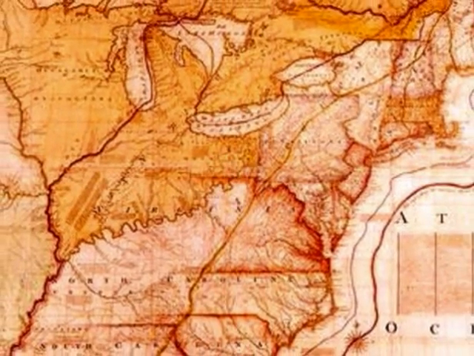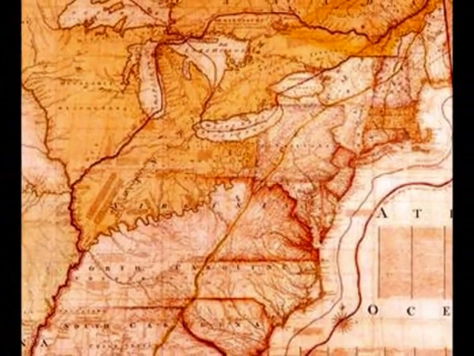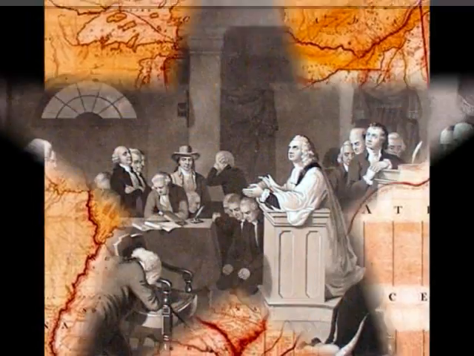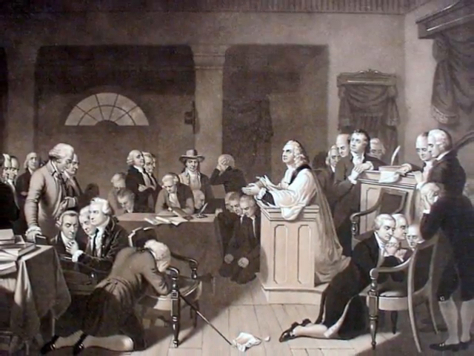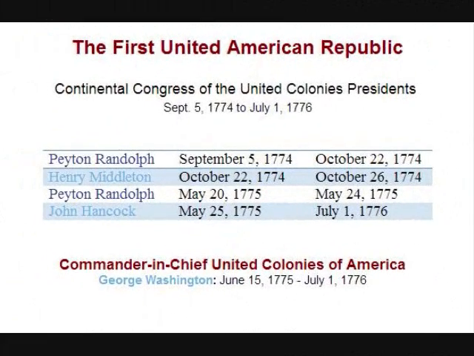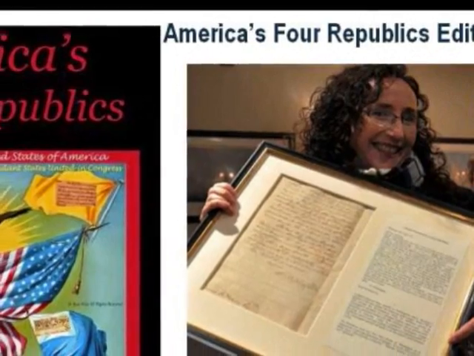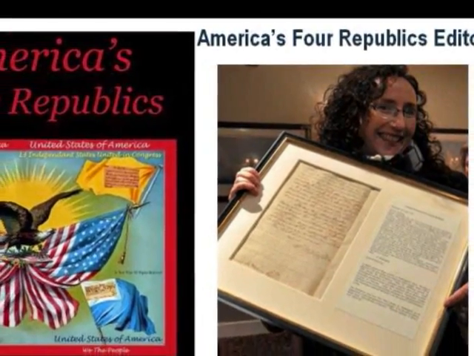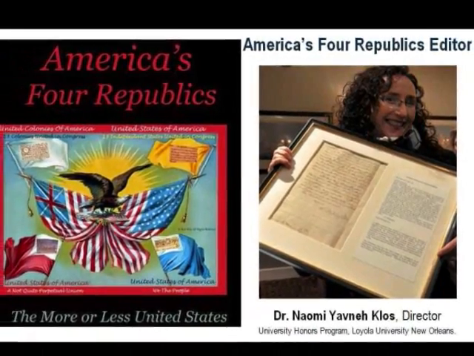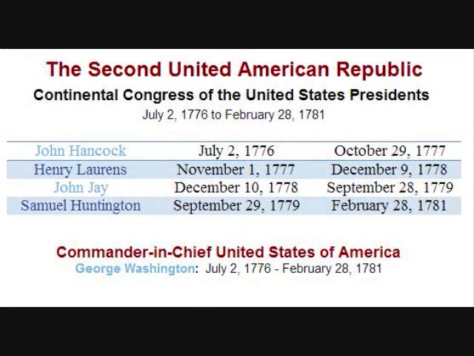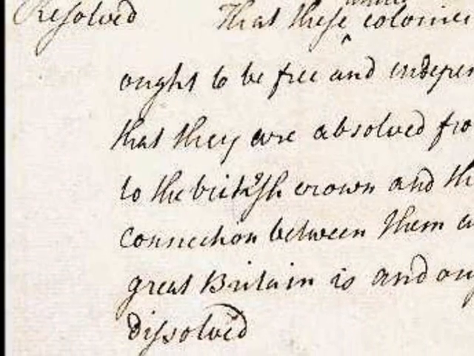The United Colonies of America, 13 British colonies united in a Continental Congress, therefore, is the first United American Republic, leading to the formation of the United States of America. The United Colonies of America's military defense against Great Britain would continue until July 2, 1776, when the Republic would transform into a second United American Republic by enacting this resolution.